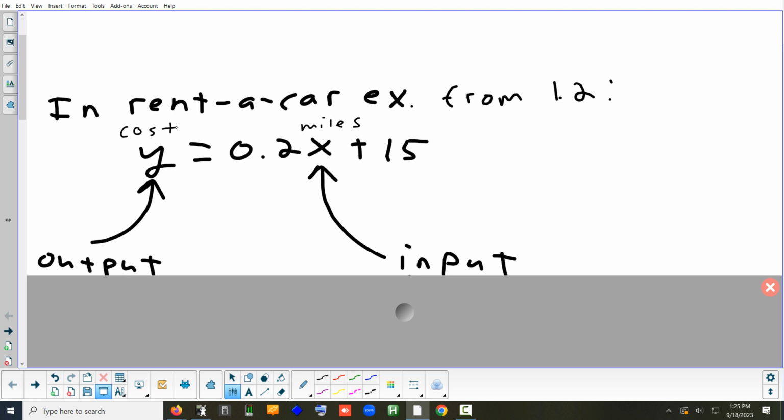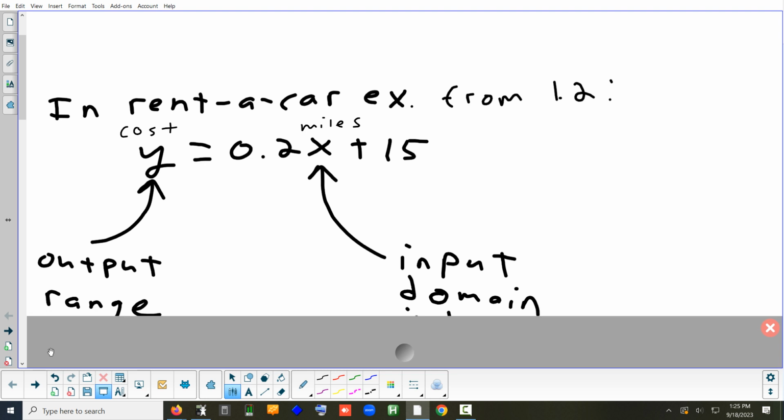So the idea there is if you tell me how many miles you drove the car, if you input that to me, I can give you back the cost for the car. So you tell me the miles, I'll tell you the cost to rent it. Another name for that is domain and range. So domain are the numbers you are allowed to plug into a function. Range are the answers that you get out.